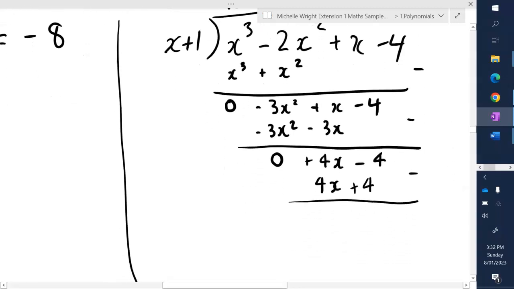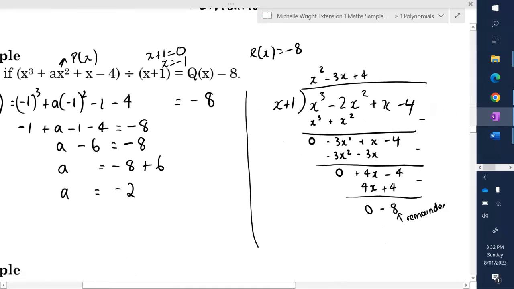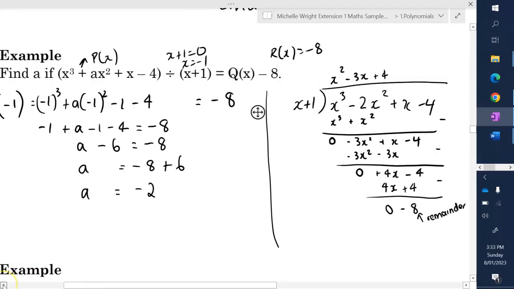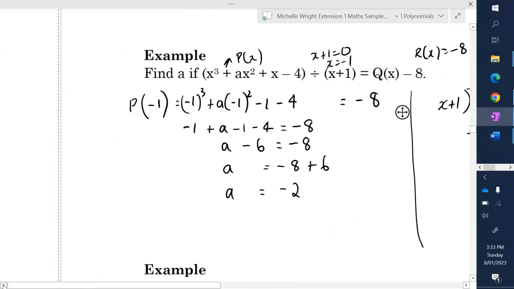And I think we're just about there. 4x minus 4x is 0, minus 4 minus minus 4 is minus 8, and that is our remainder. Is that the same as what we had to start with? Let's go and check. It is. There's our minus 8. So we've confirmed it, but now that we're hopefully getting the hang of it a little bit, we won't need to confirm via our long division.